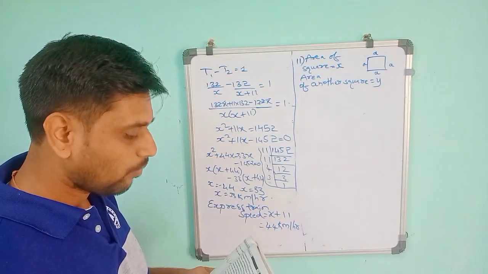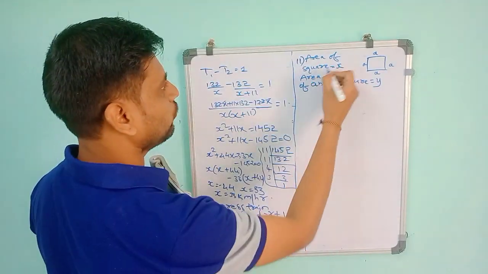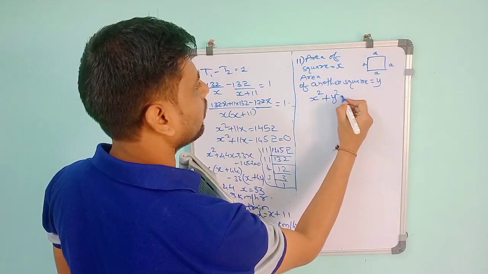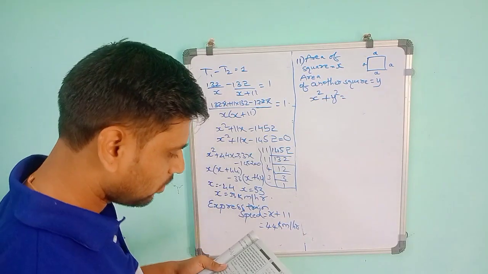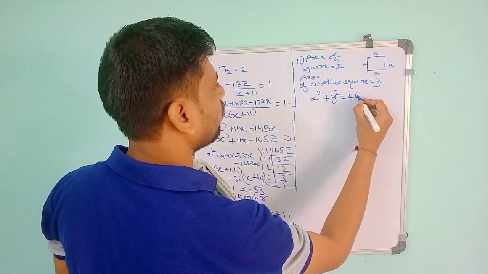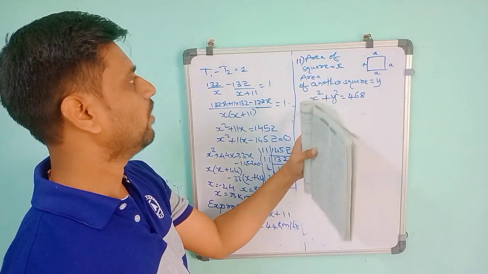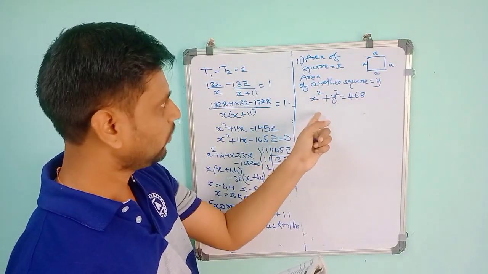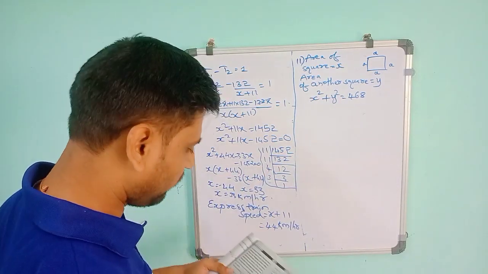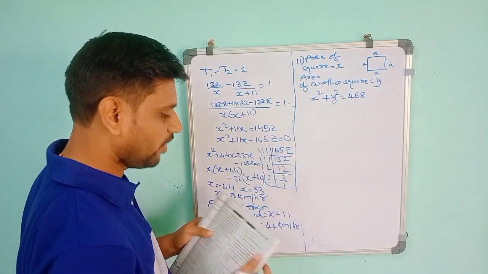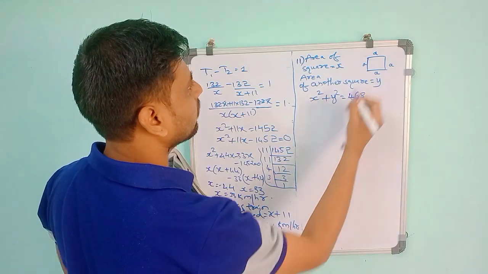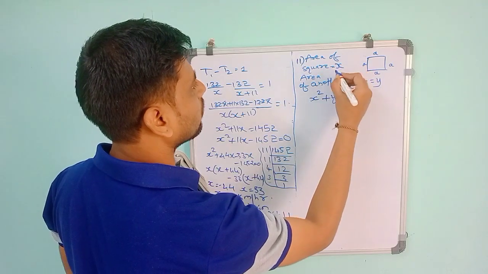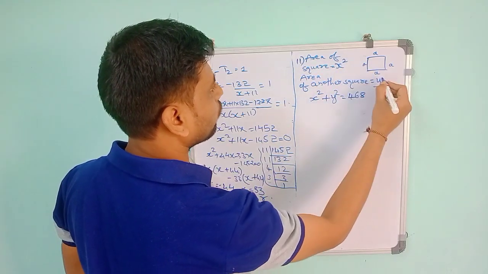Then they have given the sum of the areas of the two squares, which is 468 meter square. So the area of one square is x square and the area of the other square is y square. The sum of the squares means x square plus y square is equal to 468. Then the difference of their perimeters.